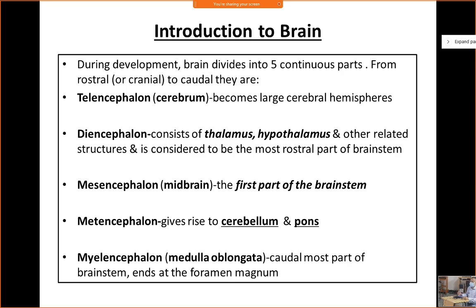Some nuclei are there, and it is considered the most rostral part of the brainstem. Rostral means the cranial part. First we have the cerebrum, then the thalamus and hypothalamus, then the brainstem. The mesencephalon gives rise to our midbrain, which is the first part of our brainstem.